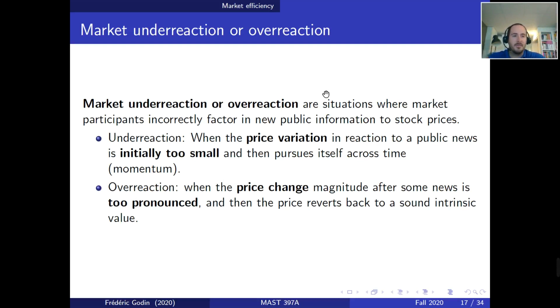Conversely, there's the other possibility, which is overreaction. Overreaction is when news goes out publicly, but investors might panic or become overly enthusiastic, and the price changes in a very drastic way, which cannot reflect rational variations of the price. So overreaction is where investors have a reaction that is too large, and eventually the price will correct itself to revert to a more rational level.